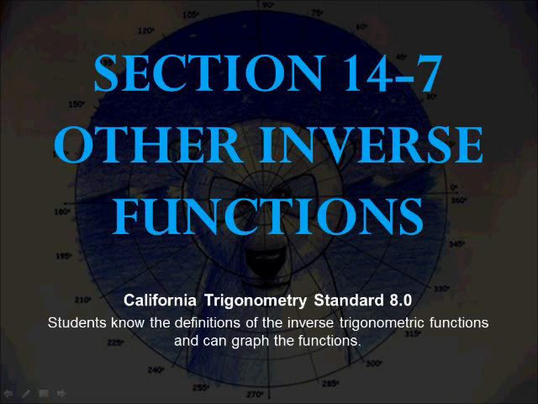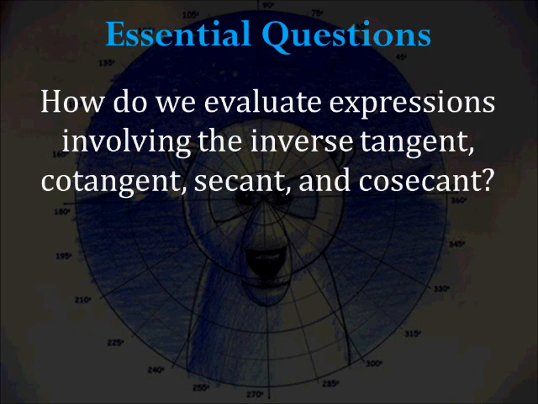Alright, so today we'll be looking at section 14.7, the other inverse trigonometric functions. In 14.6 we looked at inverse sine and inverse cosine. Today we'll look at the other four, which are inverse tangent, inverse cotangent, inverse secant, and inverse cosecant.